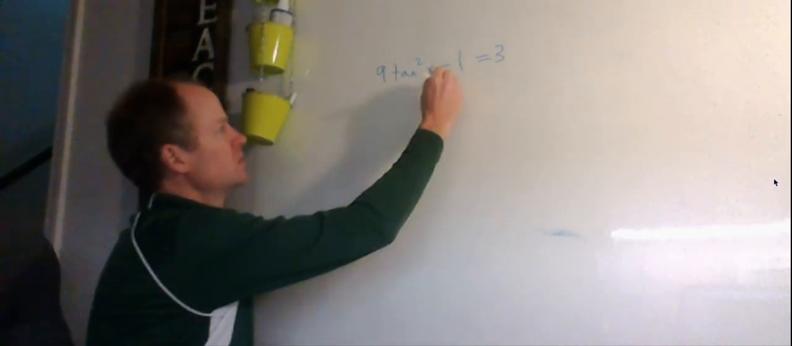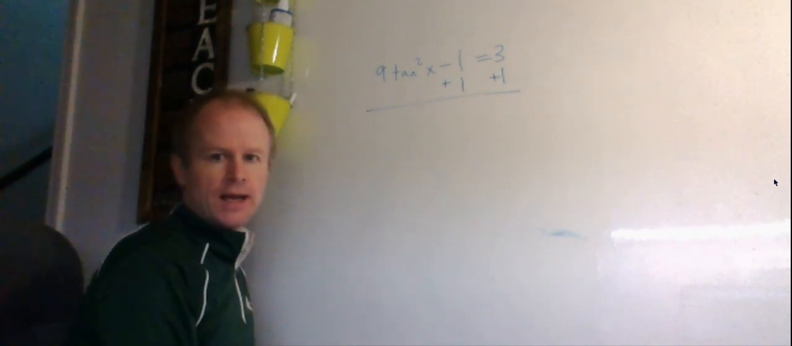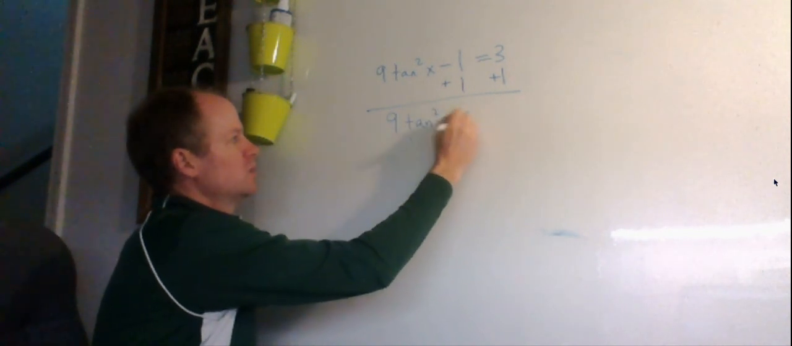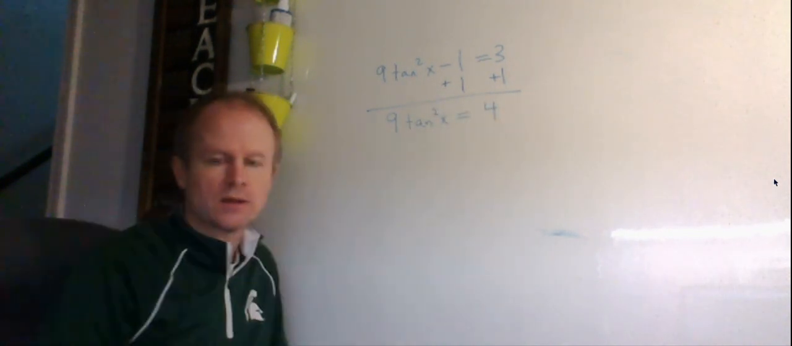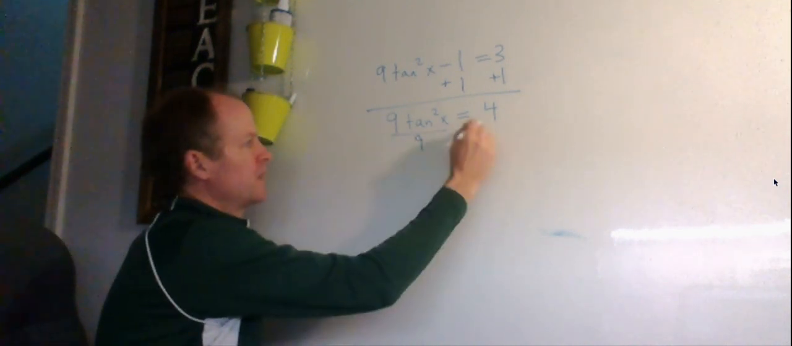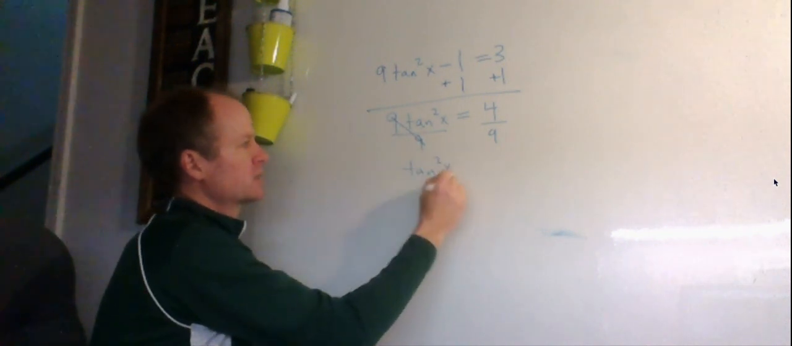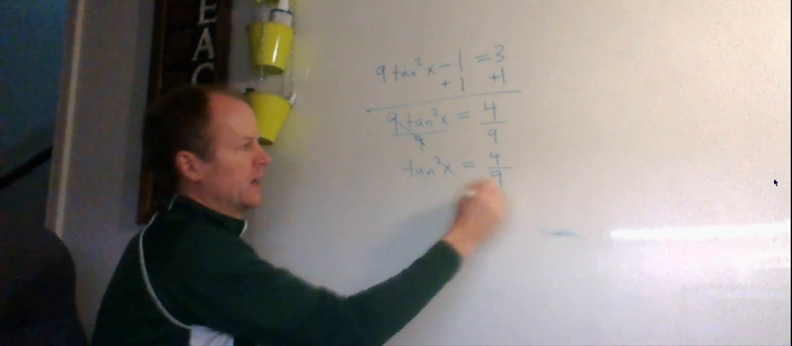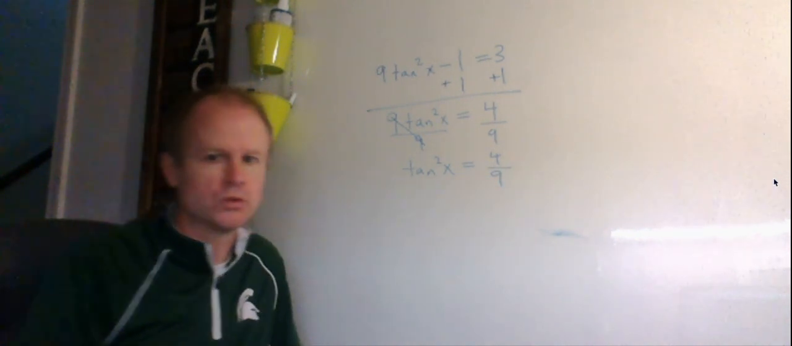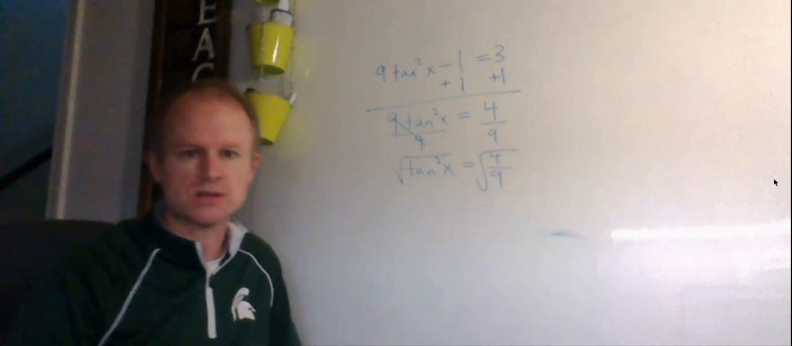All right, so the first thing I'm going to do is add 1 to both sides. And if I add 1 to both sides, I'm left with 9 tan squared of x equals 4. Okay. The next step, I'm going to divide both sides by 9. Divide by 9, divide by 9. And I get tan squared of x equals 4/9. Next, I'm going to take the square root of both sides because I'm trying to undo tan squared.